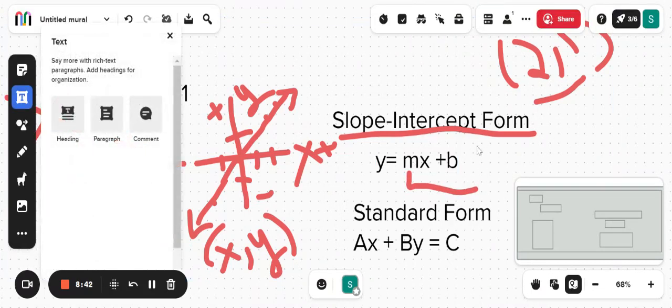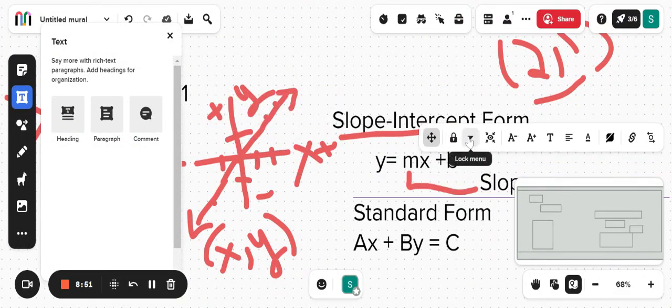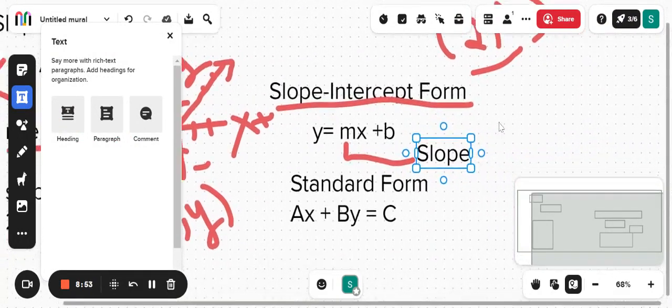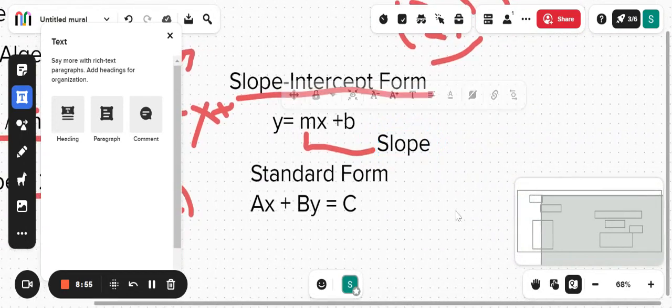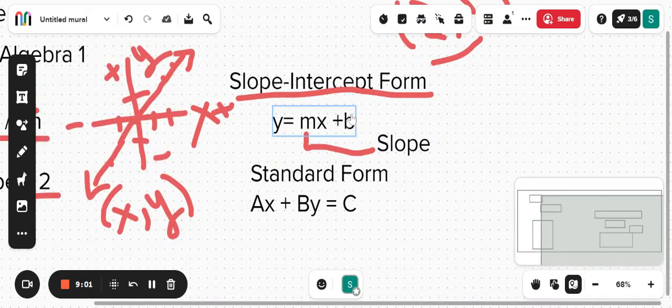So M is your slope. Here, M is your slope. Let me just shift over a bit here. So M is your slope. The x here is just your normal x value. And then this b right here is your y-intercept.